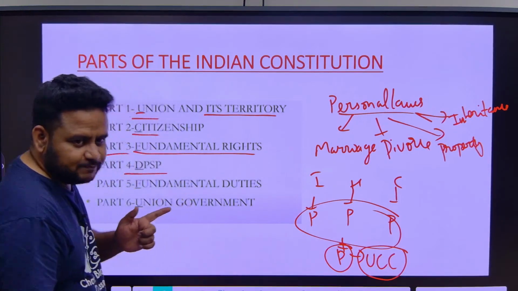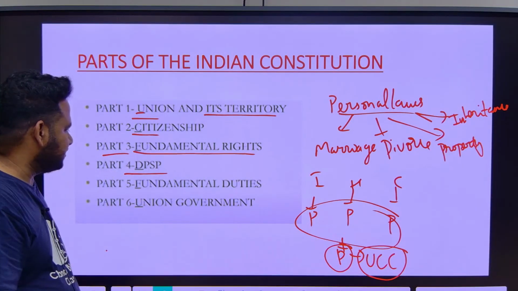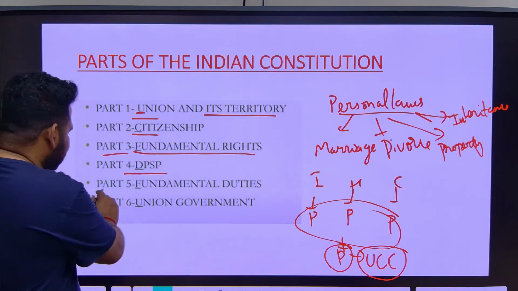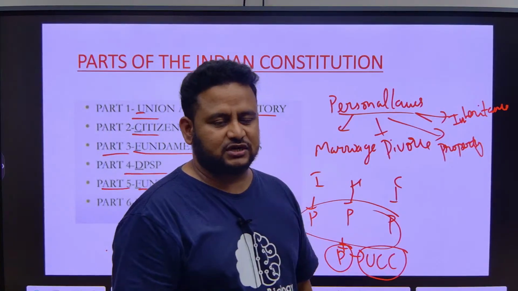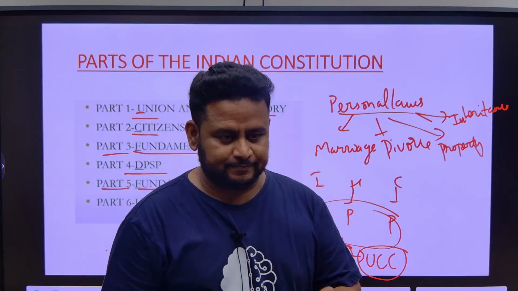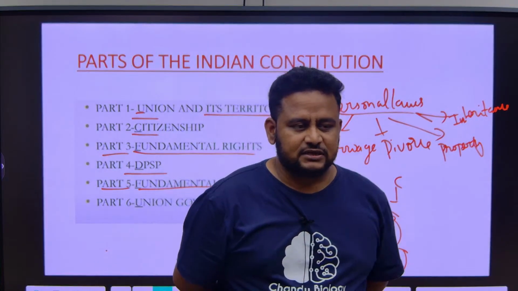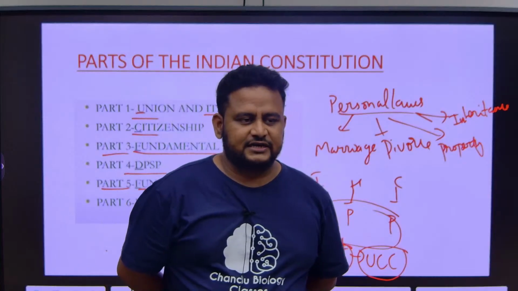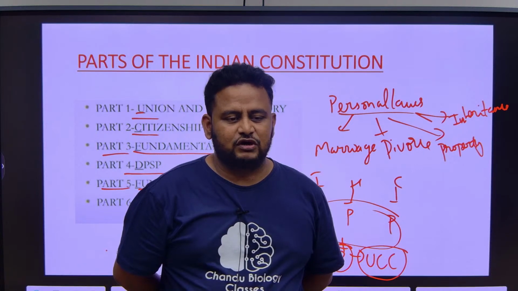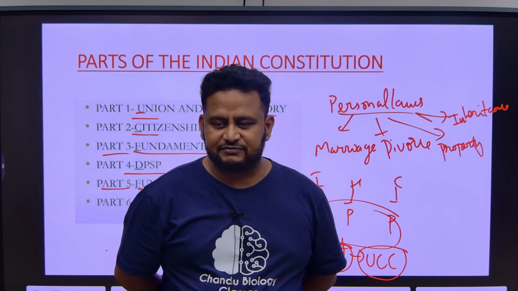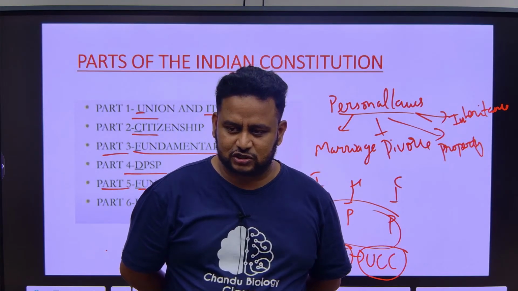So, part 3 is what? Fundamental rights. Part 4 is DPSP. Part 5 is fundamental duties. Actually, it is given as part 5, but in the original constitution, fundamental duties is part 4A. When I talk about fundamental duties, it is actually not in part 5, it is part 4A, because fundamental duties were not there in the original constitution. It came into being in 1976 through the 42nd amendment.